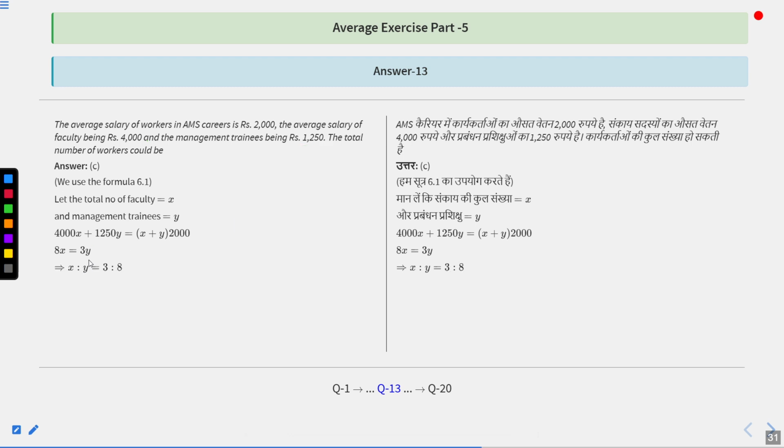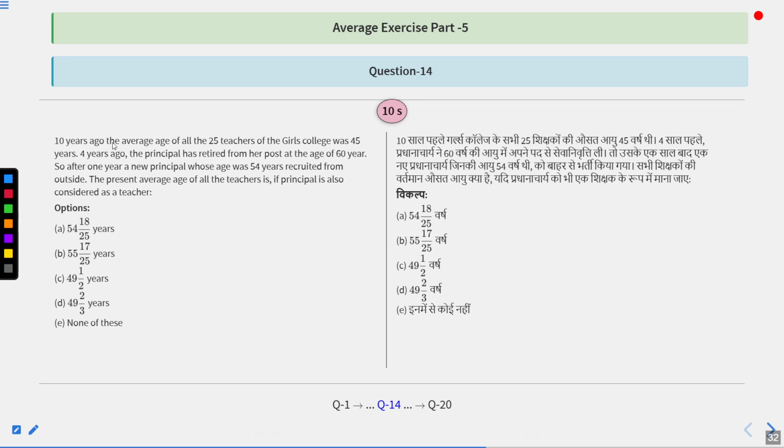So we get X ratio Y is 3 ratio 8. Clear? Now, what could be the possible value? It will be 110, because 3 plus 8 becomes 11 and the total number of workers could be a multiple of 11, which is 110. Clear? Next one.